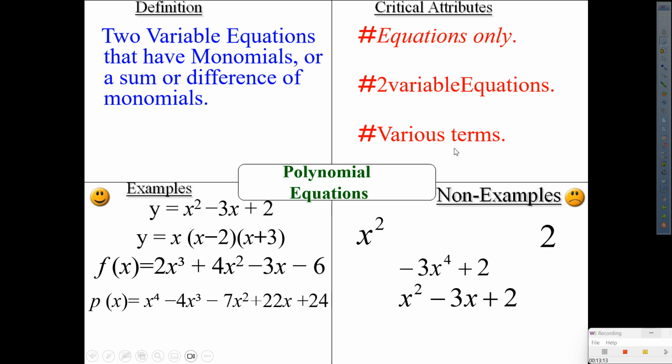And they're going to have various terms. Do you see stuff with various terms? Yes. So get used to seeing these because we're going to be getting into some of those a little bit more.